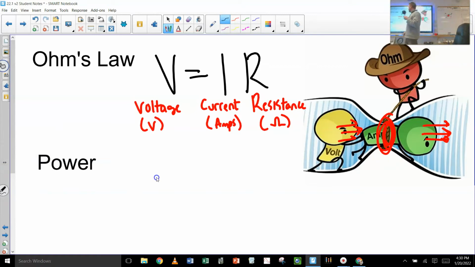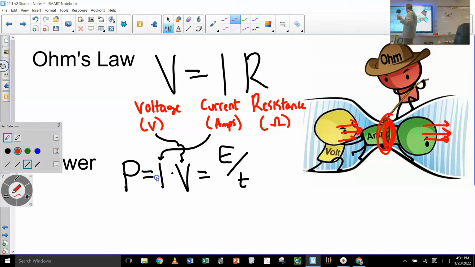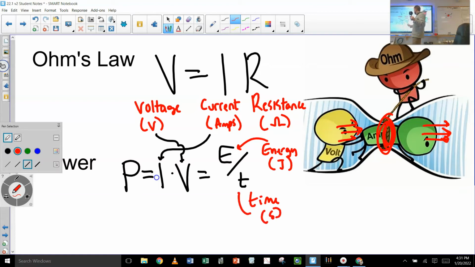Power. Power we can find: it's current times voltage, P equals IV, and power is also energy divided by time, where I represents current again, V represents voltage, E represents energy, and T represents time in seconds. So here's a couple of new equations for us in our tool bag.